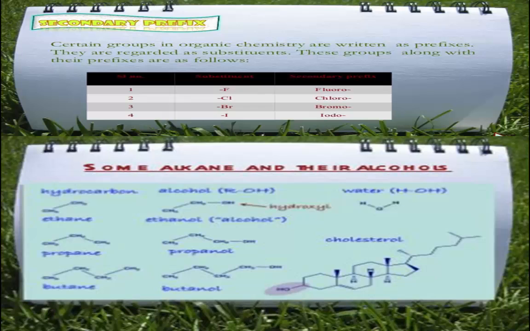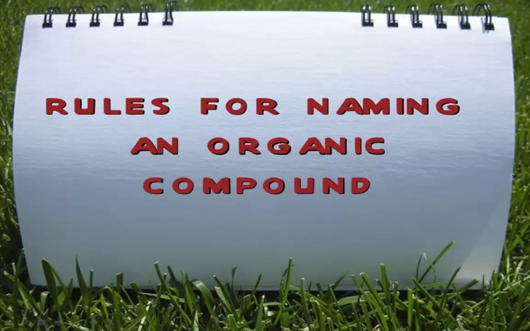Some alkanes and their alcohols are written here. Here ethane, its alcohol is ethanol. Ethanol formula is CH3CH2OH. And here water, H2O. Propane is one of the hydrocarbons and propanol is one of the alcohols. Butane, butanol, etc. Okay, students, now we will see what are the rules for naming the organic compounds.